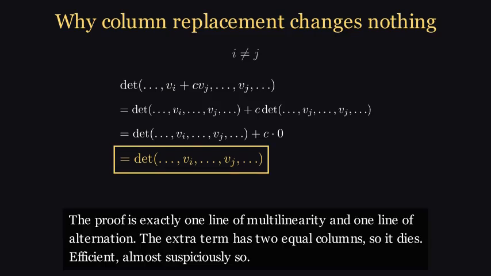The proof is exactly one line of multilinearity and one line of alternation. The extra term has two equal columns, so it dies. Efficient, almost suspiciously so.